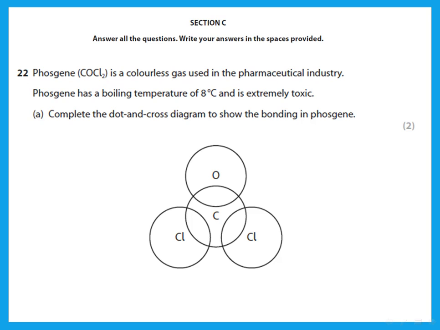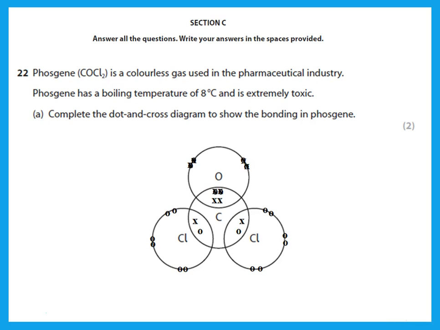Then this question says phosgene is a colorless gas used in the pharmaceutical industry. Phosgene has a boiling temperature of this and is extremely toxic. Complete the dot and cross first of all. So if we look at this, how are we going to complete the dot and cross? First of all, the chlorines have 7 electrons in their outermost shell. They each need only 1.